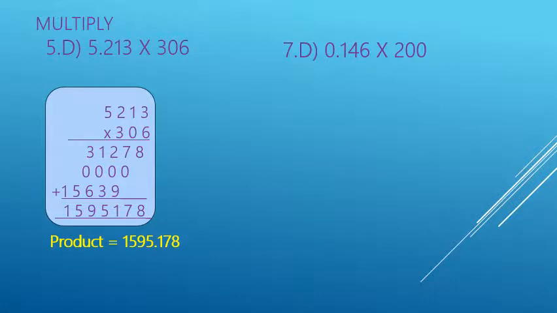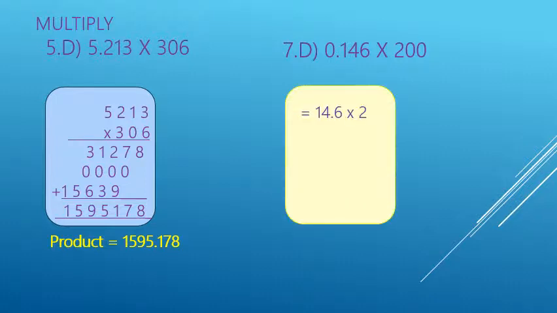So we can say that 14.6 multiplied by 2, because there are 2 zeros in 200. Therefore, the decimal point in 0.146 will shift 2 positions towards the right hand side, and so it will become 14.6 multiplied by 2. Now, when we multiply 14.6 by 2, we get 29.2. Therefore, the product is equal to 29.2.